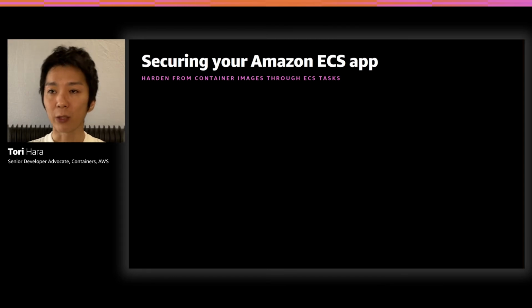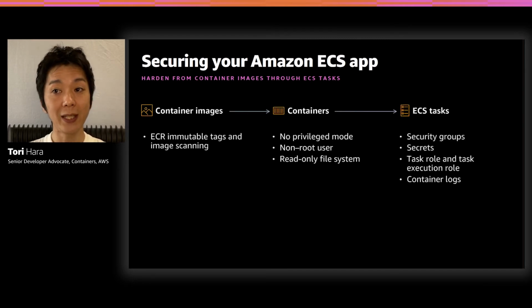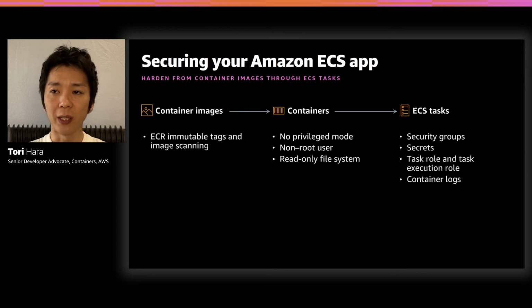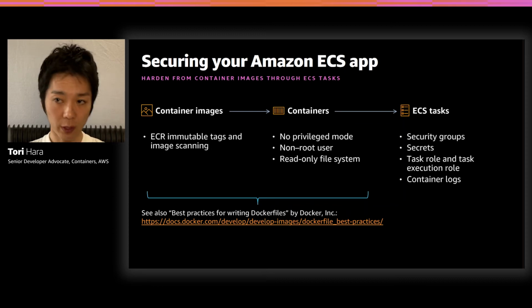Okay, let's summarize what we've learned so far. You may realize now that we need to think all the way from container images through to the ECS task level when we talk about security of ECS applications. And we didn't cover container images and containers themselves too deeply today, so I would recommend that you read this great blog post from Docker for more details on that. So you have hardened everything from your container images to the ECS tasks. Is your job done now?